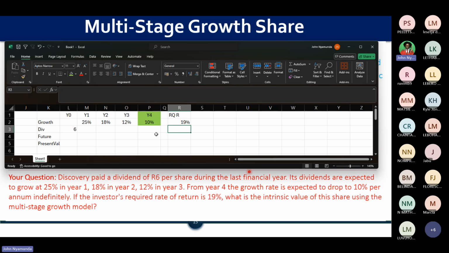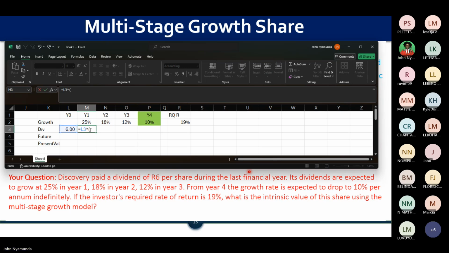Okay, so now what's left is just plug and play. We are going to grow this dividend. Maybe to make people happier, put more zeros. So we're going to grow this 6 rand by 1 plus 25% in the first year. Then we grow the 7 rand 50 by 1 plus 18% for the following year.